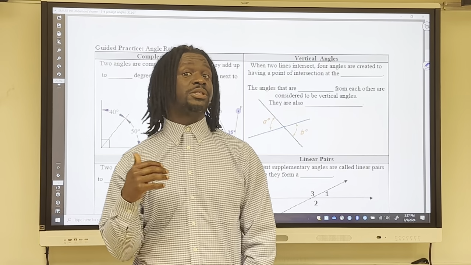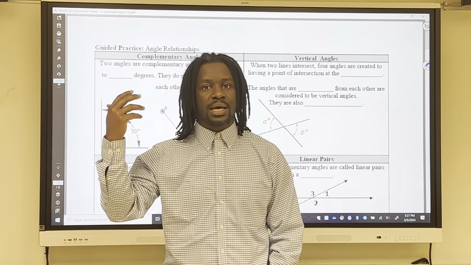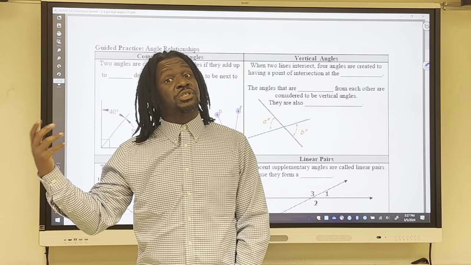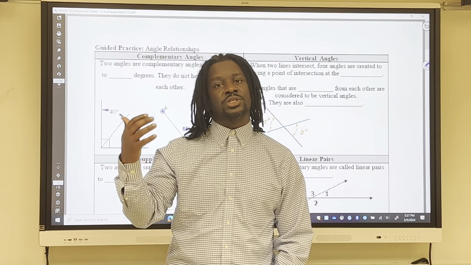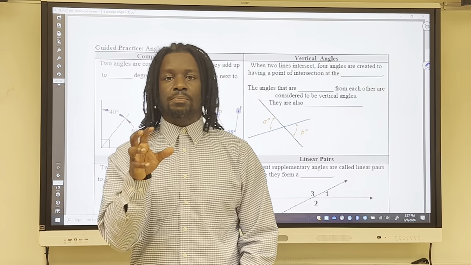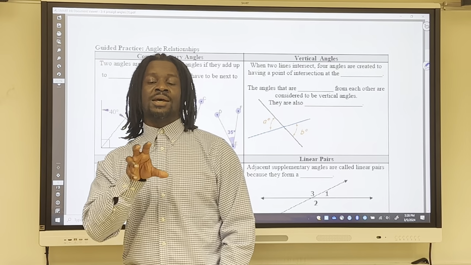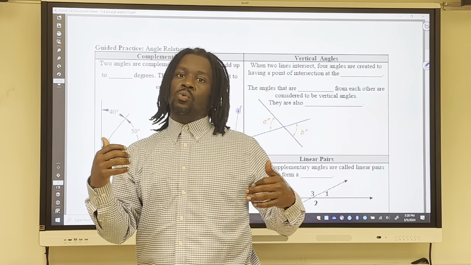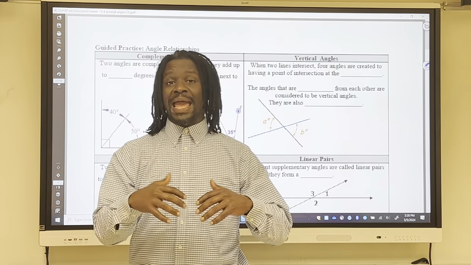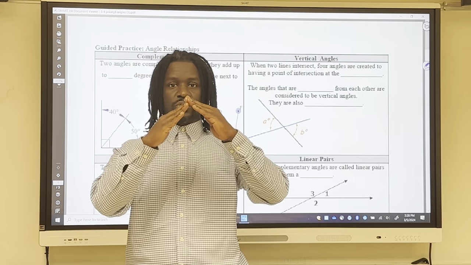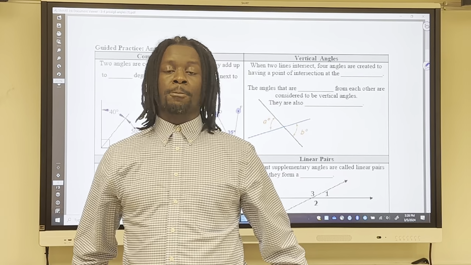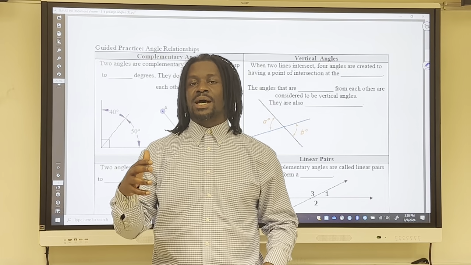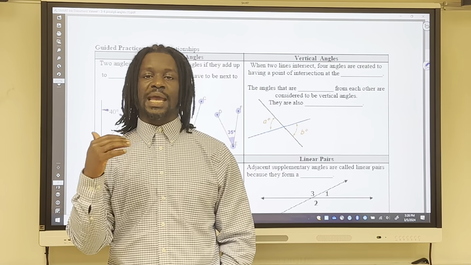I don't know what comes to your mind when you hear the word geometry. Maybe it's shapes, and you are exactly right. We are going to be looking into some shapes later on in the unit, but today we're going to start with the basis of shapes, which are kind of angles, right? Angles are formed whenever two lines come together. They make an angle. And so today we are going to be looking at different relationships of different angles.